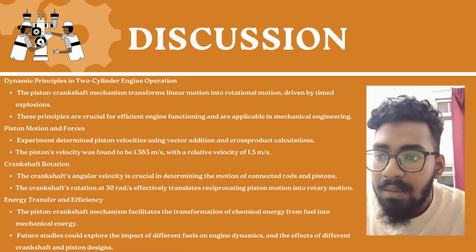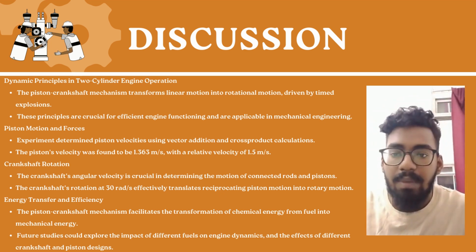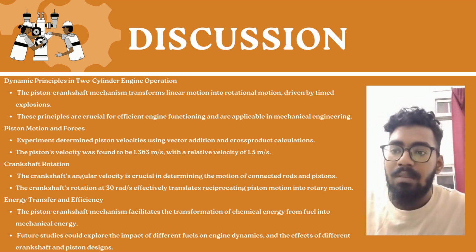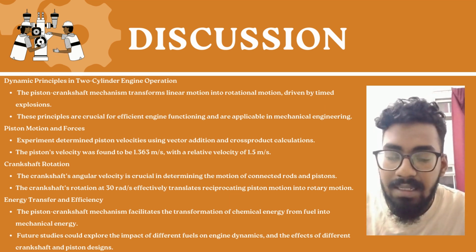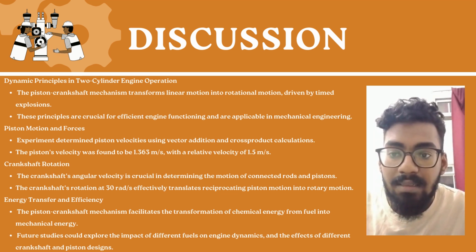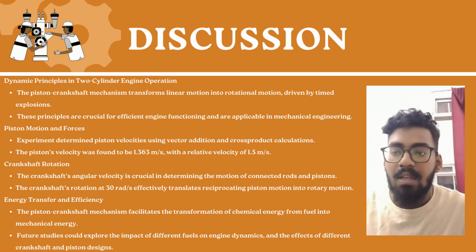Crankshaft rotation. The crankshaft angular velocity is crucial in determining the motion of connected rods and piston. The crankshaft's rotation at 30 radians per second effectively translates reciprocating piston motion into rotary motion.